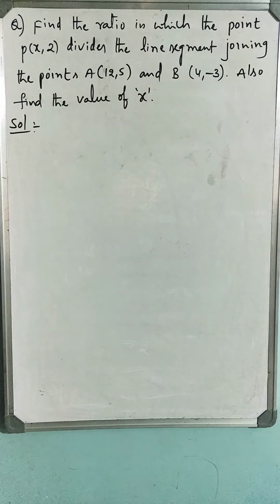Today I would like to discuss a question from coordinate geometry. The question is: find the ratio in which the point P(x, 2) divides the line segment joining the points (12, 5) and (4, -3). Also find the value of x. This is a simple one.